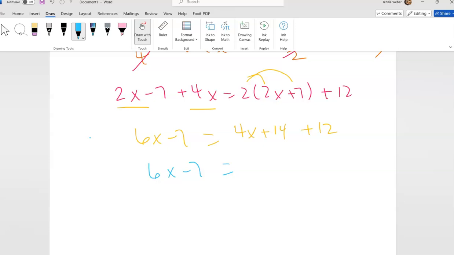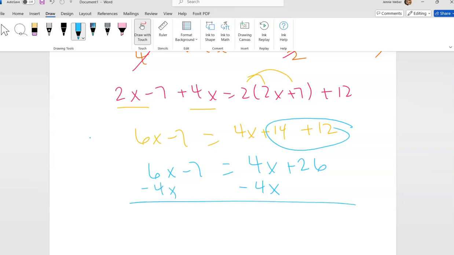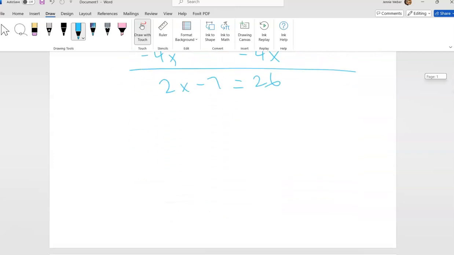I've added all the like terms. Here, though, I've got these two like terms I can add. So I'm going to do that, 26. Now I'm going to get my x's together, but now I have to go across the sides, so I'm going to change the signs, and then I'm going to get a 2x minus 7, and over here now I'm down to just 26.